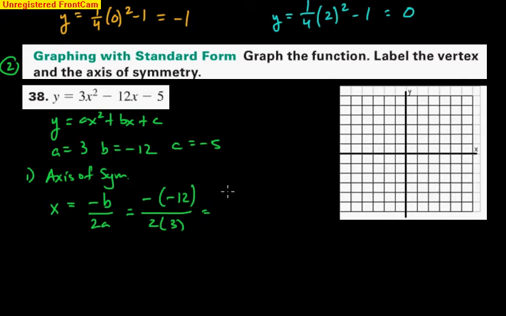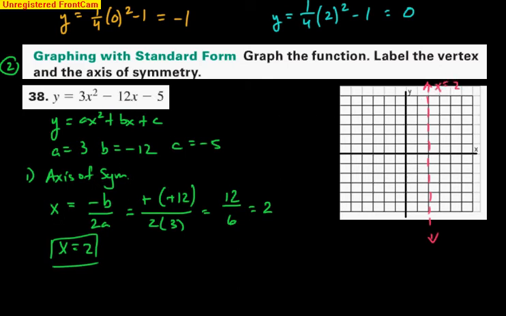Simplify the top and bottom before you do anything. This is 12 plus. This is 6. 12 divided by 6 is 2. There is your axis of symmetry. X equals 2. I will go where x is 2 and put a dotted vertical line through that point. There. And this is x equals 2.